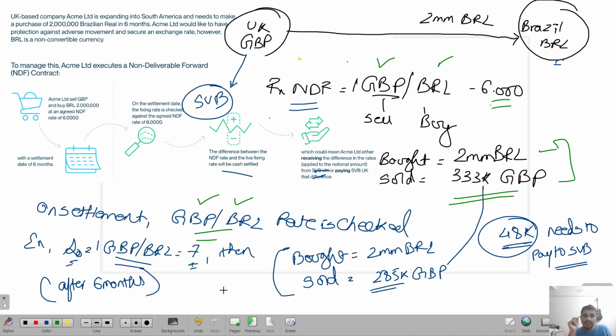Then, if this was not a forward contract, if Acme had directly got into a spot transaction 6 months from now, it would have bought 2 million Brazilian real and it would have sold 285,000 pounds to buy that 2 million Brazilian real. But since this is a forward contract, here Acme would be losing money, and the difference, that is 48,000, would be paid to the SVB bank, right? So this is more or less how the FX NDF works.